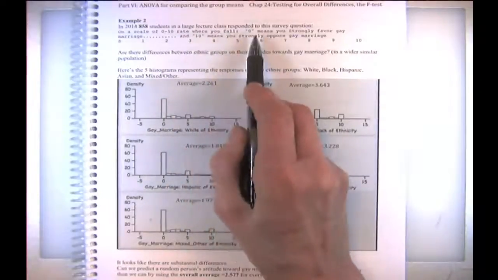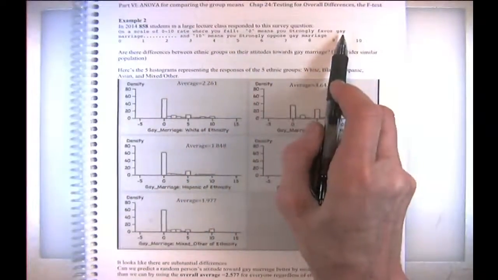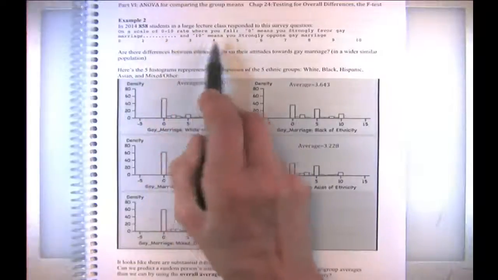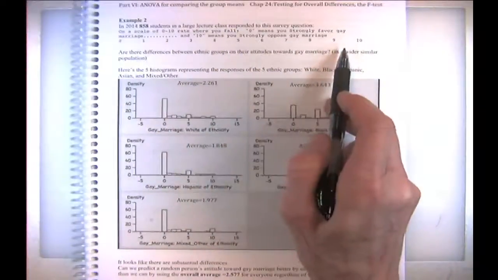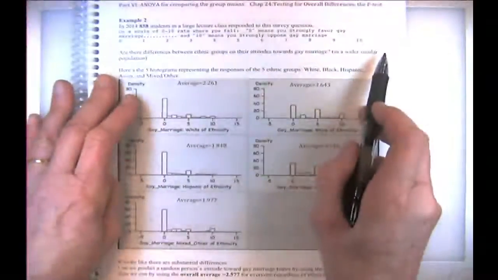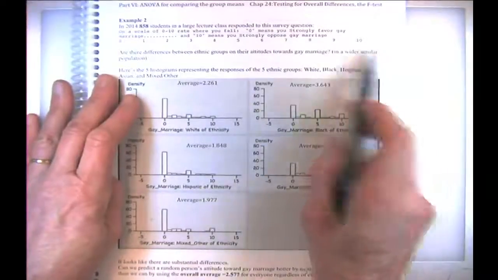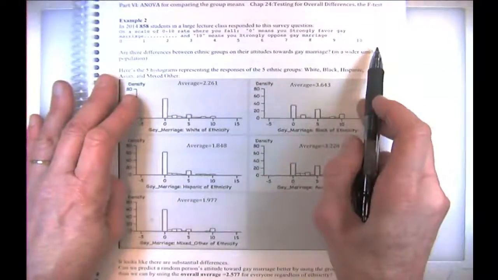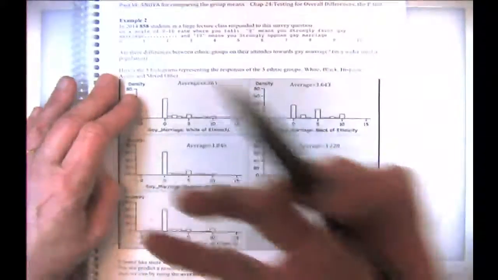This was before it was legal. And 10 means you strongly oppose gay marriage. This was asked of all the Stat 100 students, and there are 858 responses. I was wondering whether differences based on ethnic group were significant or not.